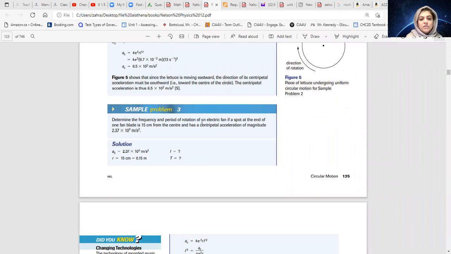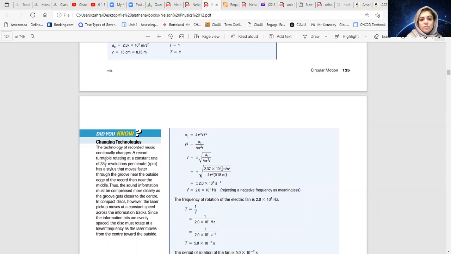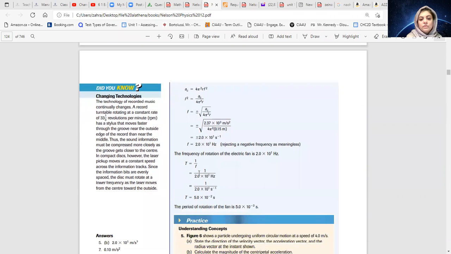Determine the frequency and the period of rotation of an electric fan. The fan's blade is 15 centimeters, which means your radius is 15 centimeters. You need to turn it into meters, the SI unit. The acceleration is given as 2.37 times 10 to the power 3. So for frequency, you have the equation a_c equals 4 pi squared r f squared. You just rearrange it for frequency: everything to the other side, going to the denominator, and then take the square root. You simply plug in your a and r and calculate that. So this is frequency. You know the period is 1 over frequency, and the unit of that is seconds.